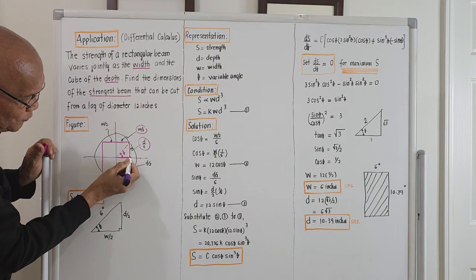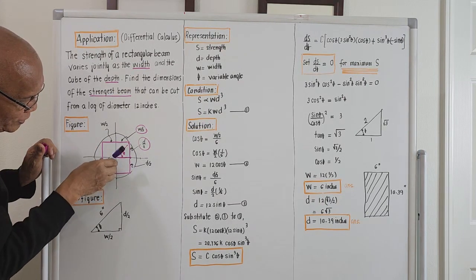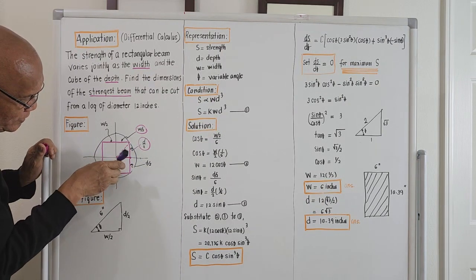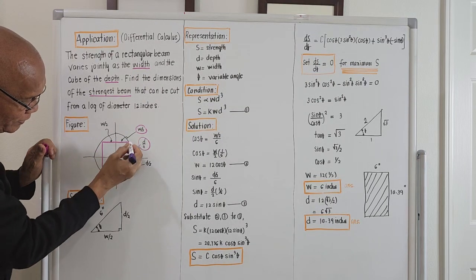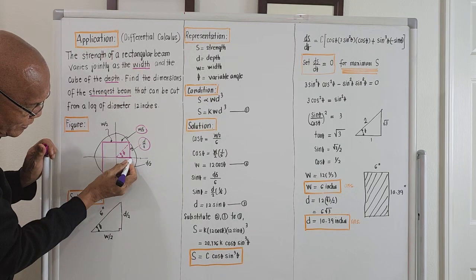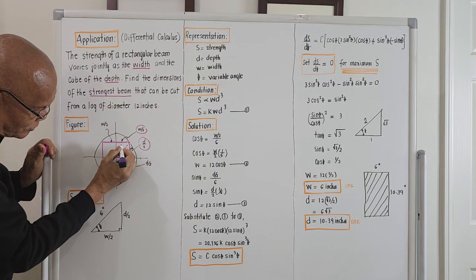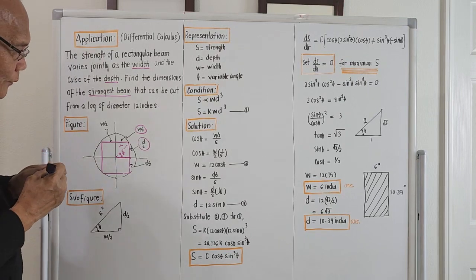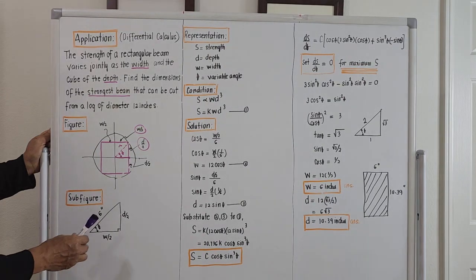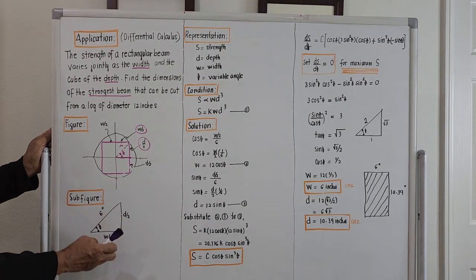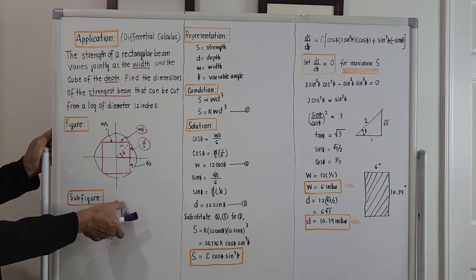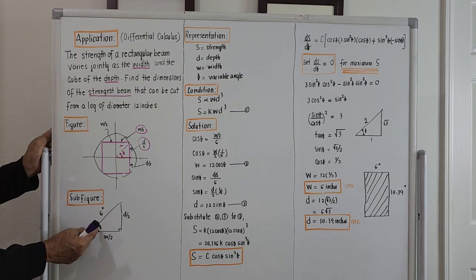This is the half of the width, and if we connect this point here and this point, we will be forming a right triangle. So the angle is between the half of the width and the radius. This is actually the radius of the log. This is half of the width. This is half of the depth, right? So this is angle theta.